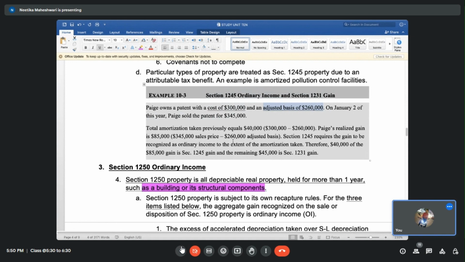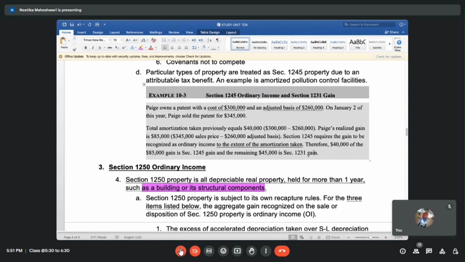Section 1245 requires the gain to be recognized as ordinary income to the extent of the amortization taken. Therefore, $40,000 of the $85,000 gain is Section 1245 gain, and the remaining $45,000 is Section 1231 gain. So what is happening is section 1231. Let's remember this in our mind. Section 1231 will give us the highest tax benefits.